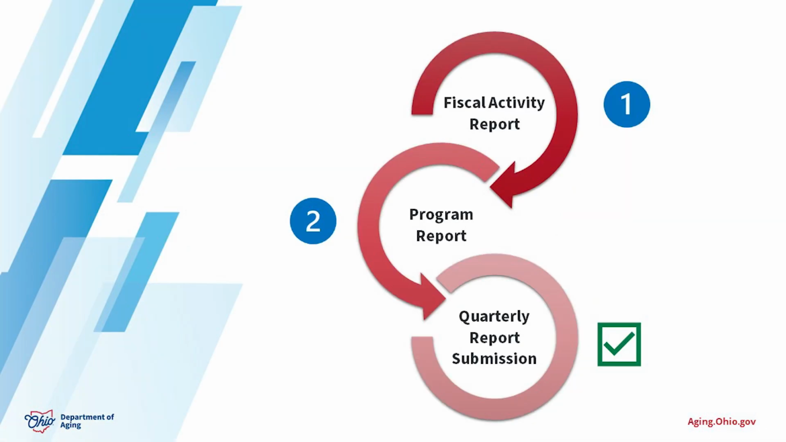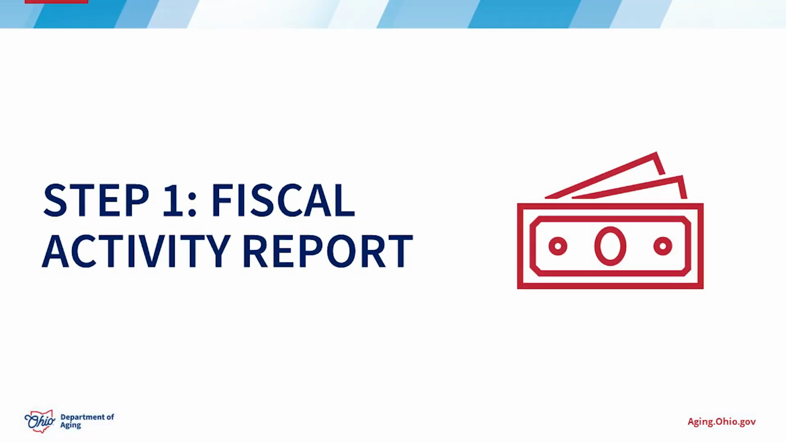So there are two main components to each quarter report submission. We have the fiscal activity reports and the program report. We will cover both of those during our time together today. Both reports will be submitted via the Ohio Grants portal. First, let's look at the fiscal activity report. The first step is completing and submitting the fiscal activity report.